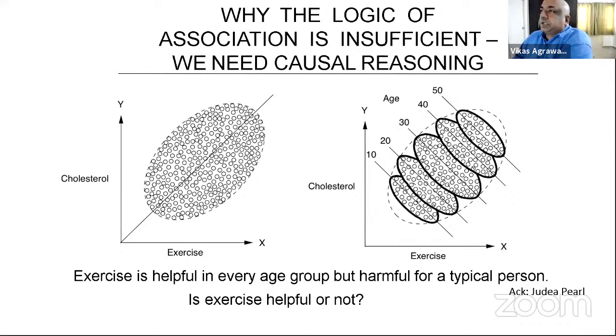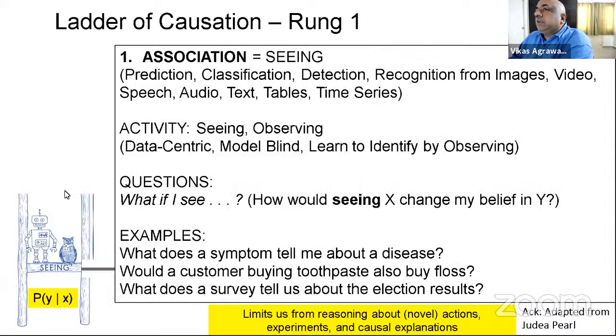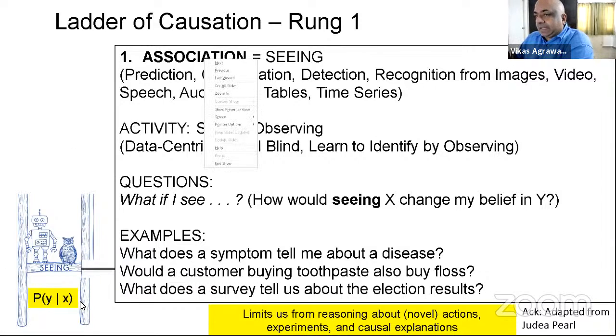causation, which is the bottom level we saw in our big diagram, the leaf level that I mentioned. This is the level of what is called association, or just seeing. All these prediction models, classification models, detection, recognition from images, video, speech, audio, text, tables, time series, all of this is just at the level of association, which is: you're seeing what is the probability of y given x.